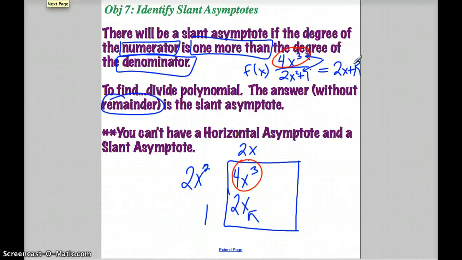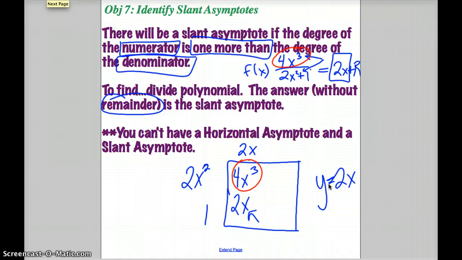Who cares? It doesn't matter. The slant asymptote will be 2x. That will be my slant asymptote. So the line y equals 2x is the slant asymptote for this particular function.